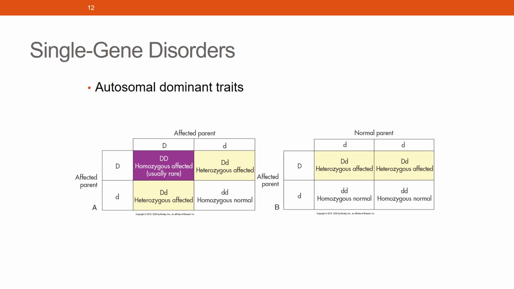What will happen when a homozygous affected parent, the purple square on this diagram, meets an unaffected or normal parent? You can play the scenarios around. If you have any problem with it, let me know, but this is a good exercise to see what will happen.